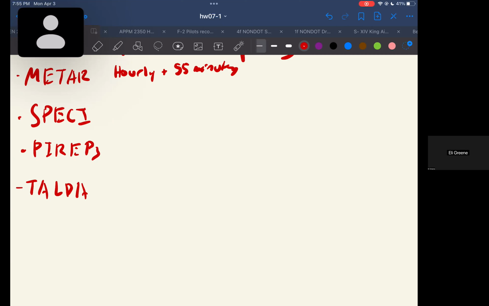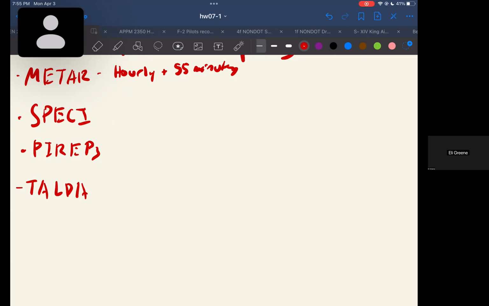We don't need this. Go back to Zoom. Any other questions about METARs? Off the top of your head, the other 2 variations with it.